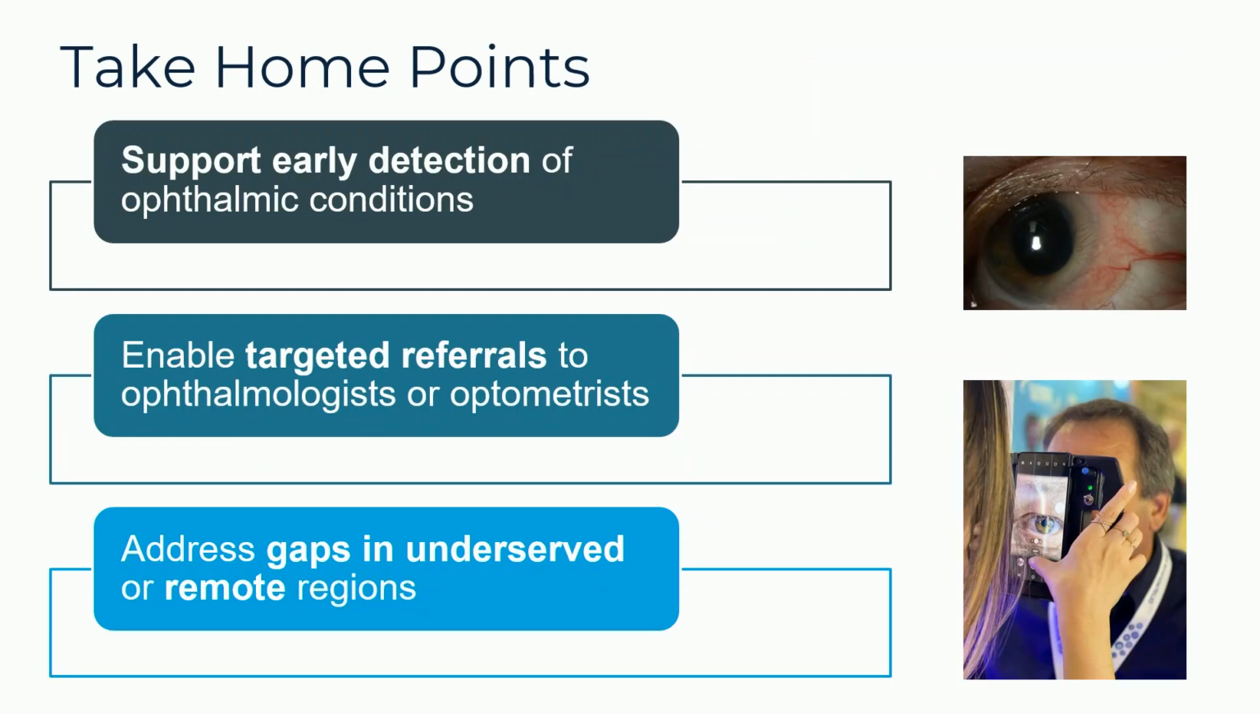So I guess some take-home points. We're trying to support early detection of anterior segment diseases, and we're hoping to create targeted referrals. And ultimately, outside of places in the U.S., we also want to address gaps in underserved or remote regions. This is agnostic to location. If you can create a cloud-based solution and upload things to a cloud, there's obviously privacy and HIPAA concerns and whatnot. But in theory, this could be used to help screening in remote areas like villages in India, where, for example, cataract detection is a little bit more of an issue.